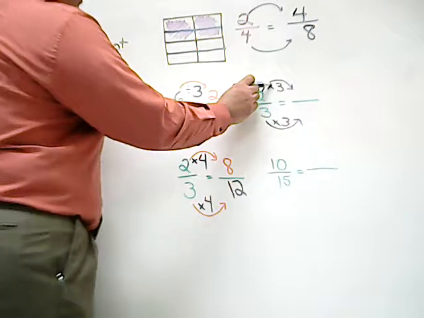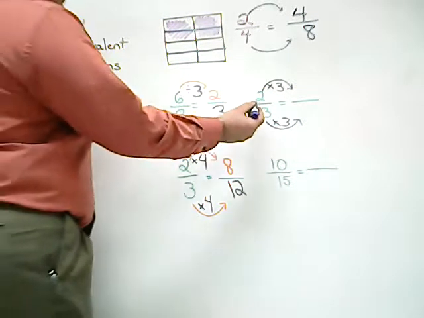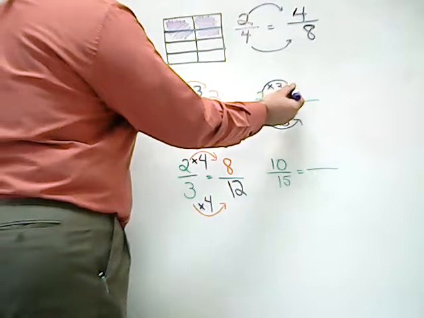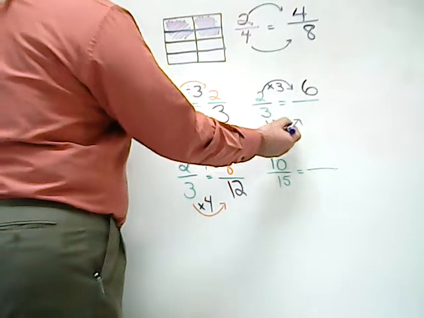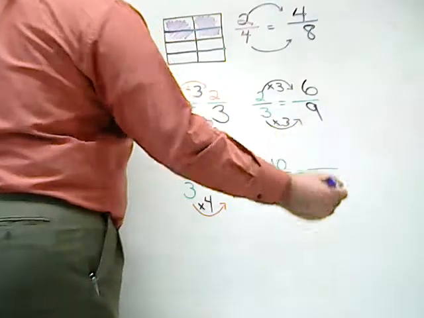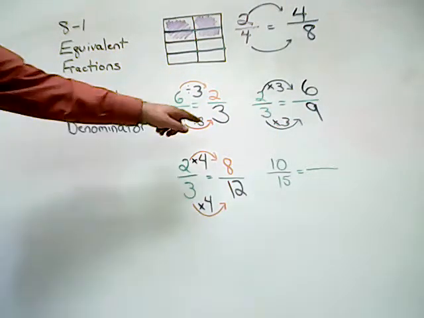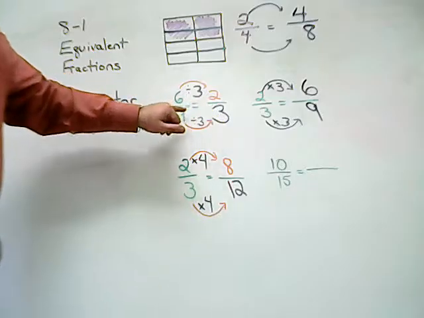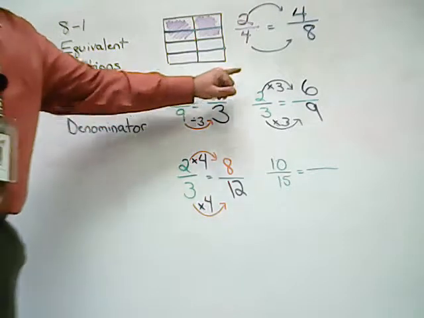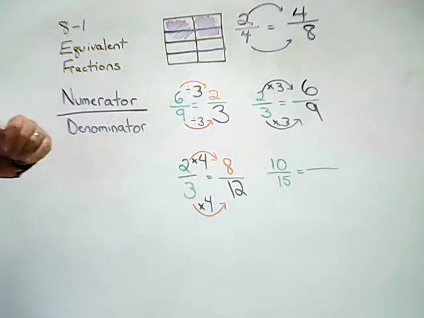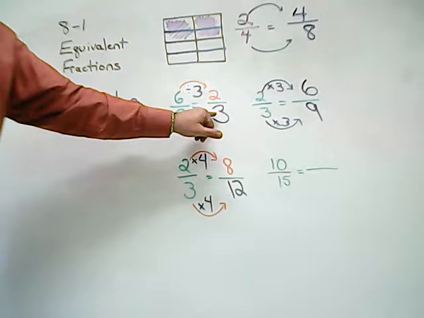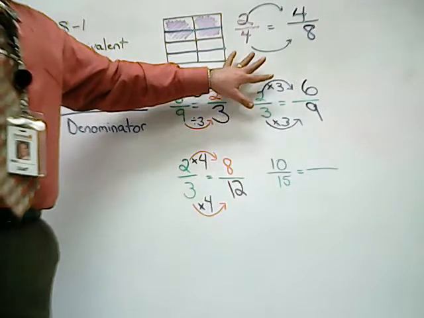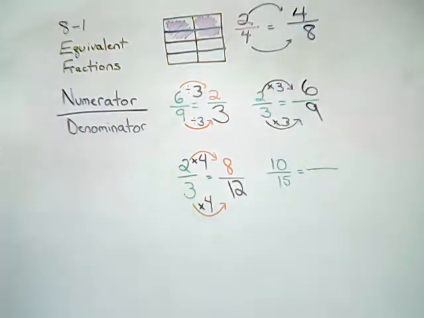What I do to the top, I need to do to the bottom. So again, 2 times 3, my new numerator is 6. 3 times 3, my new denominator is 9. Same thing. This shows you how multiplication and division are opposites of one another. 6/9 you can divide to get 2/3. 2/3 you can multiply to get 6/9.